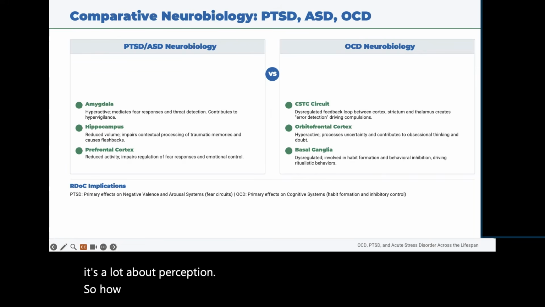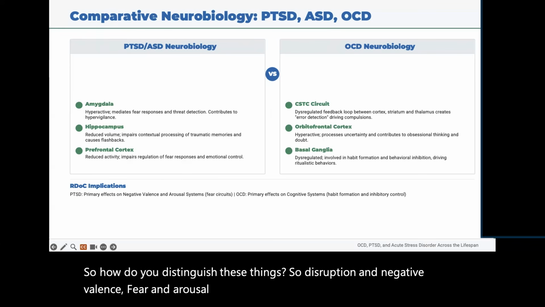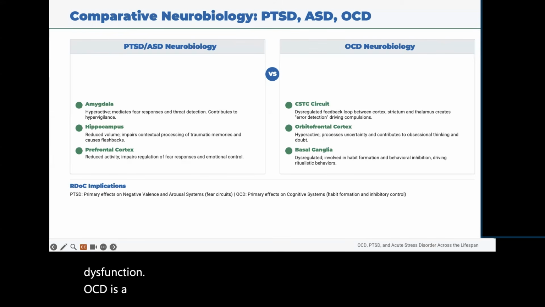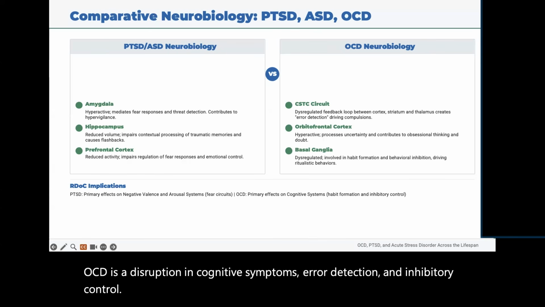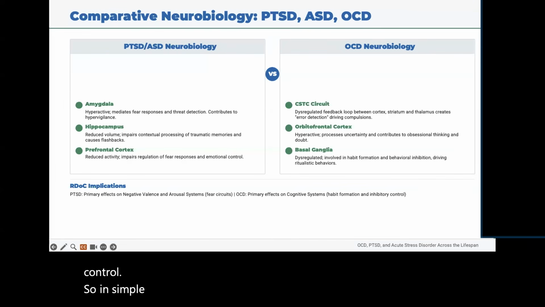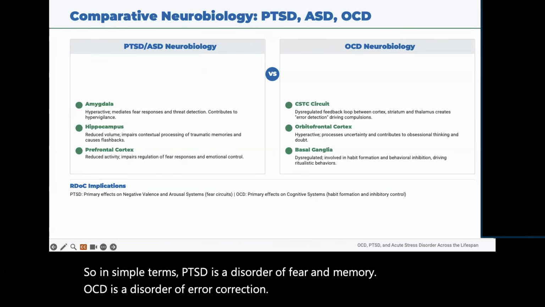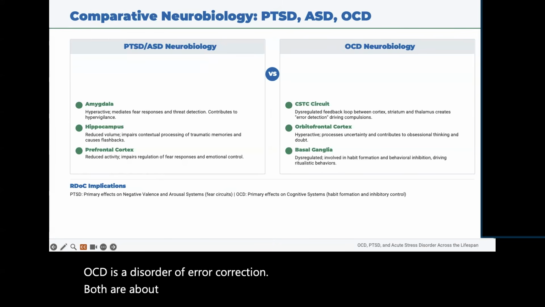So how do you distinguish these things? Disruption in the negative valence, fear and arousal system, hypervigilance, that's the PTSD, ASD dysfunction. OCD is a disruption in cognitive systems, error detection, and inhibitory control. So in simple terms, PTSD is a disorder of fear and memory. OCD is a disorder of error correction. Both are about safety, but one tries to escape the past and the other tries to prevent the future.